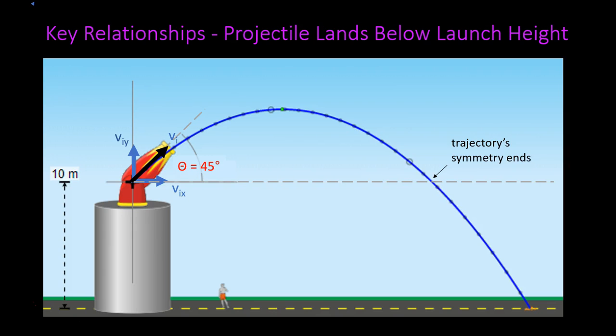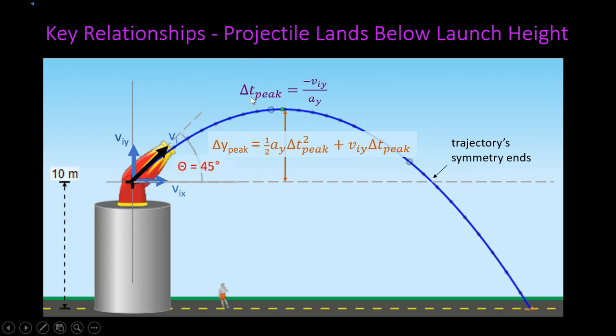That means that some of the relationships that exist when the launch height and the landing height are the same do not exist when the landing height is either above or below the launch height. The peak vertical displacement, we still use equation 2 with our vertical motion quantities. However, notice the peak displacement is not measured from the ground, it's measured from the launch height. So that's different than when the launch and landing height are the same.